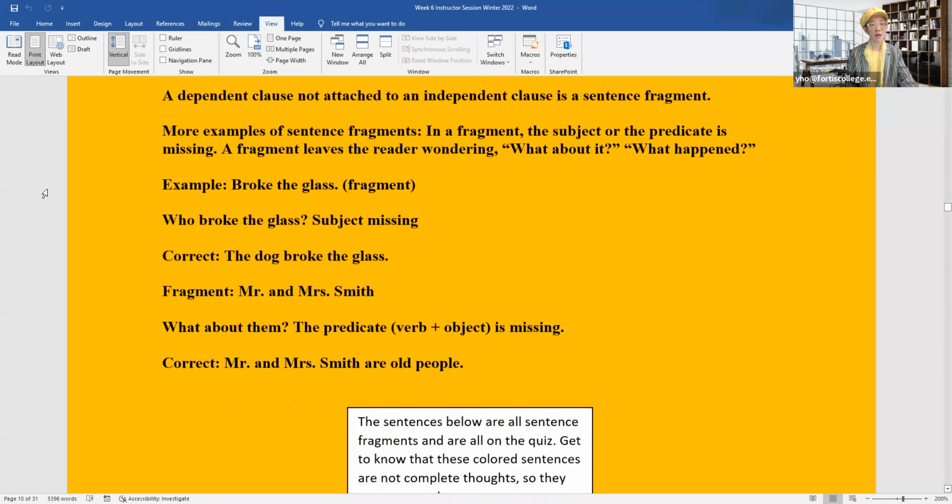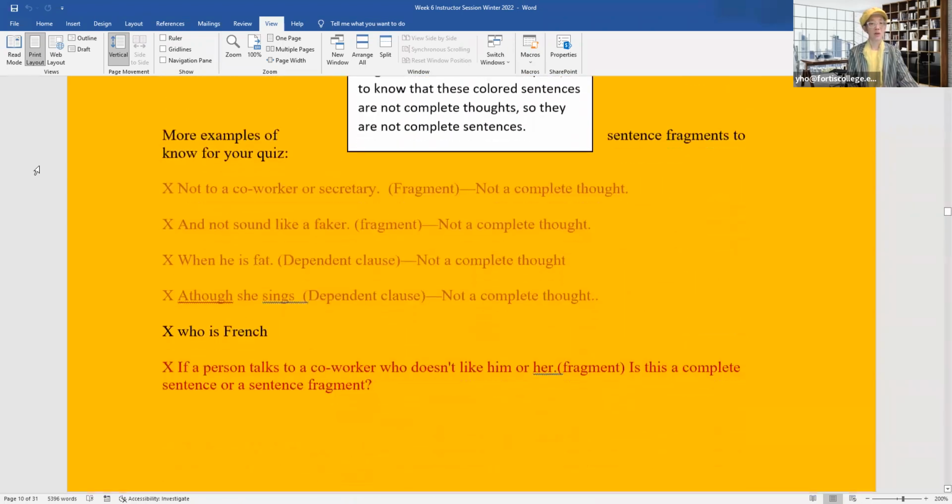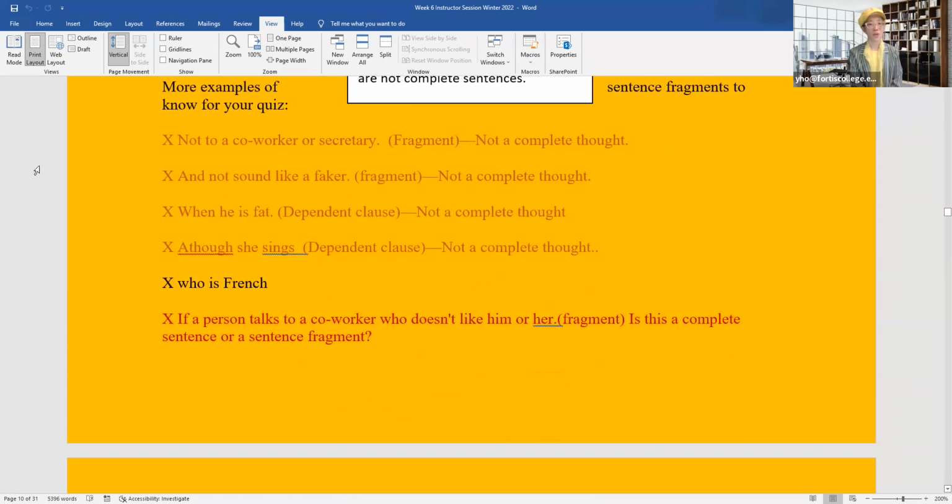So an example of a sentence fragment is, broke the glass. Who broke the glass? So you're missing the subject. And then you have, the dog broke the glass. That's correct, because then you have the subject, verb, and object. Sentence fragment: Mr. and Mrs. Smith. Mr. and Mrs. Smith did what? So you're missing the verb and the object. So if you say, Mr. and Mrs. Smith are old people, that's correct. That becomes a correct sentence. So here are all the fragments that are on your quiz.